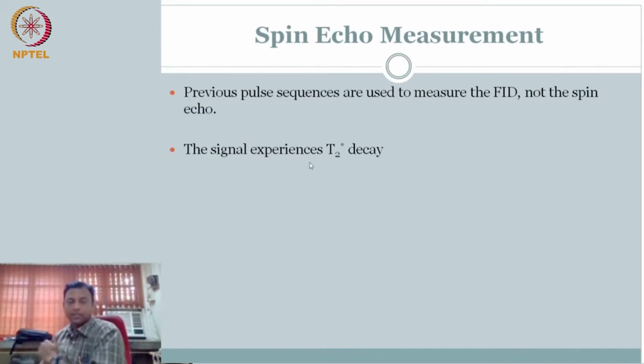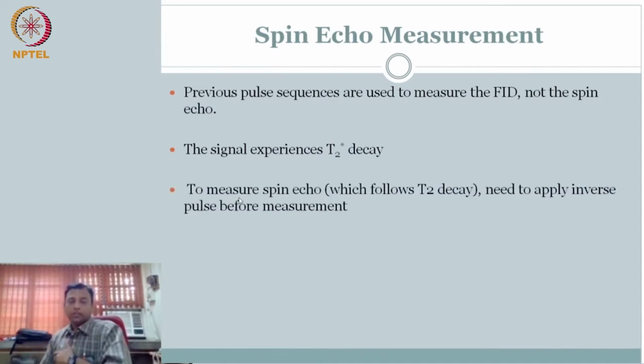So the signal, for whatever we have covered so far, experiences T2 star decay. Remember what I told you in the last lecture or the previous one. That's a fundamental. In gradient echo, your dephasing happens because of change in magnetic field. Therefore, it is related to T2 star. Whereas in spin echo, we recognized it is due to spin-spin interaction. It is not due to change in magnetic field. It is due to the material property.